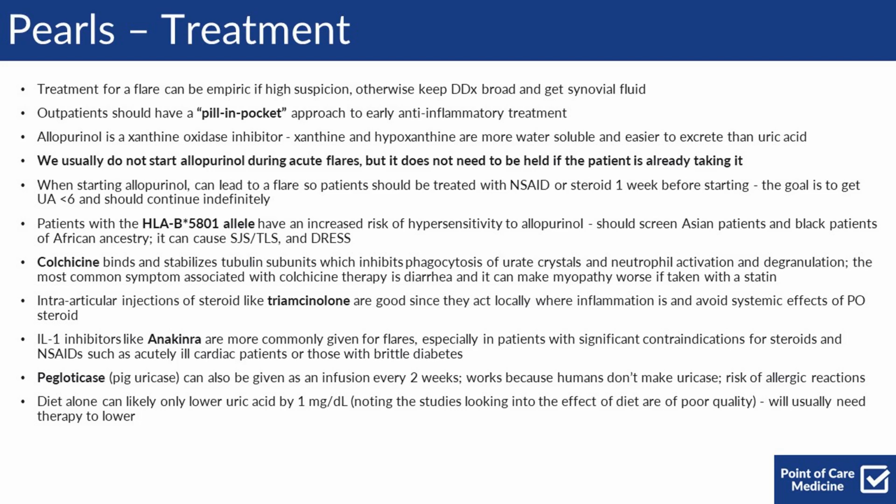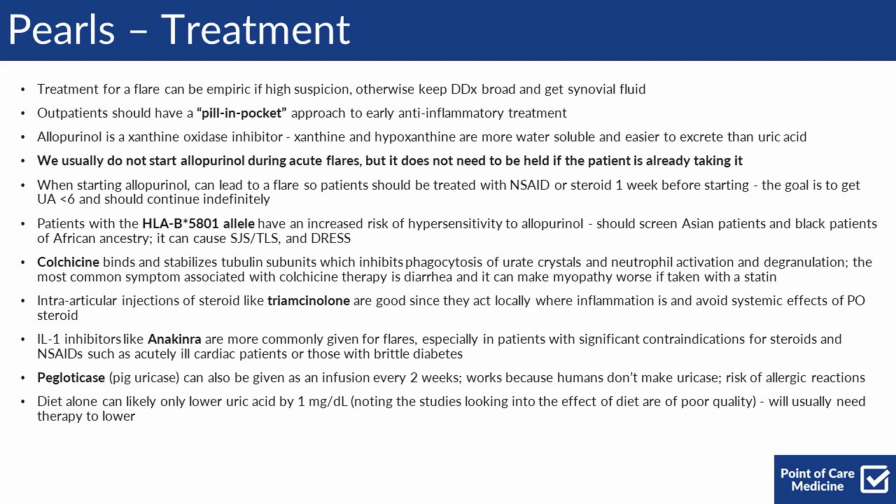1 week before starting. The goal is to get the uric acid less than 6, and you should continue the medicine indefinitely. Patients with the HLA-B5801 allele have an increased risk of hypersensitivity to allopurinol. You should screen Asian patients and Black patients of African ancestry because it can cause SJS or TEN and DRESS syndrome, which are all very serious.